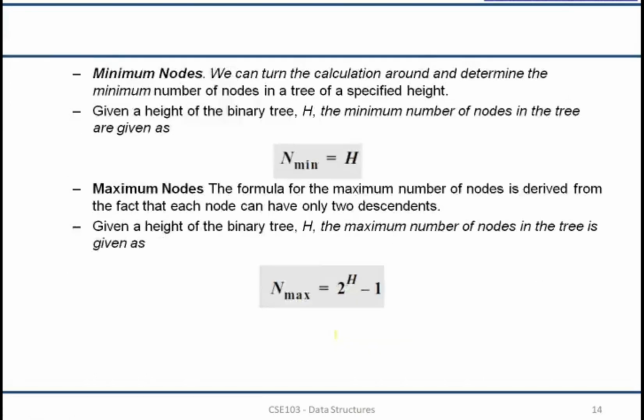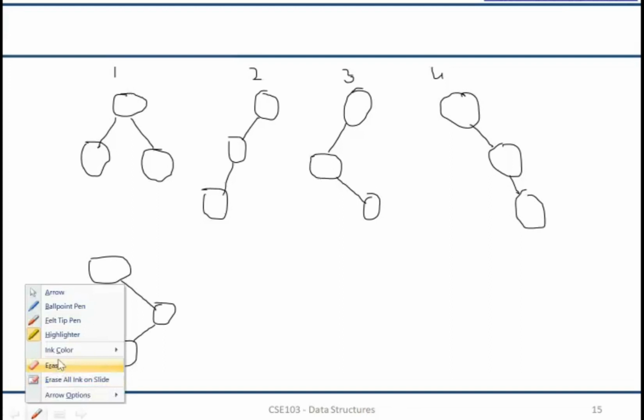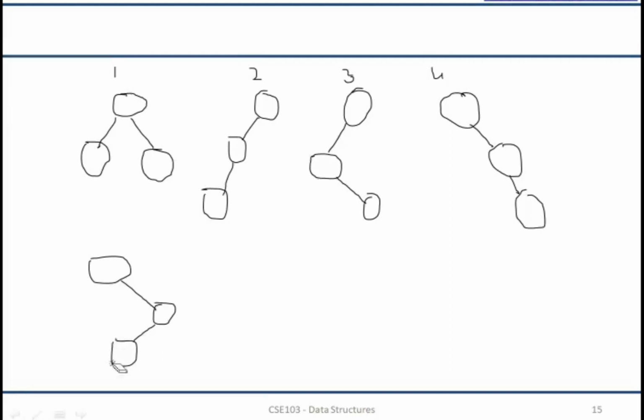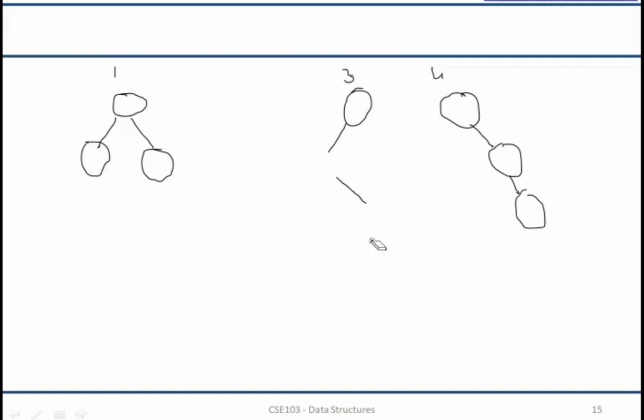Suppose, instead of 3, let us take n value as 5. For n value 5, what is the maximum and minimum height that we can create? So the minimum binary tree we can create, let us check it.